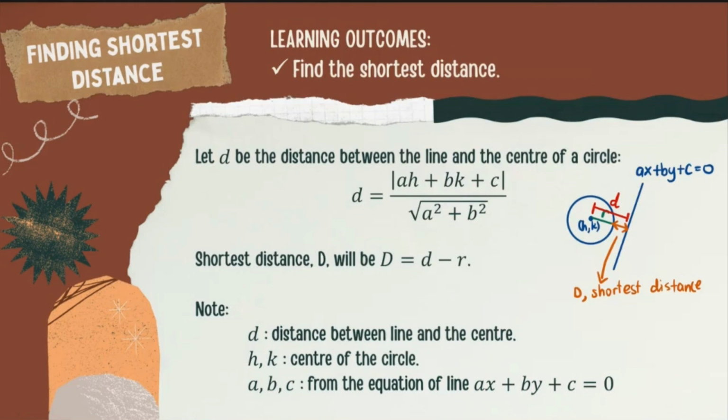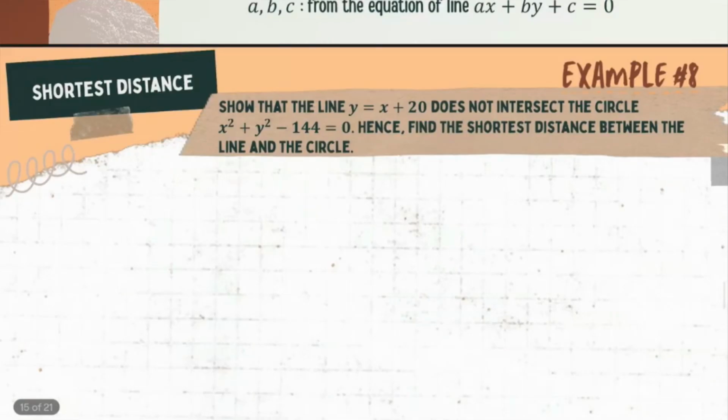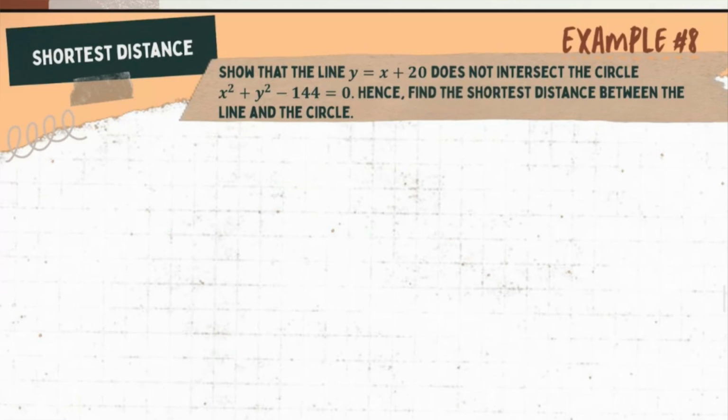Okay. Next, kita nak dapatkan distance antara center kepada line. So this will be the formula. Modulus of AH plus BK plus C over square root of A squared plus B squared. Okay, and then seperti yang saya beritahu tadi, shortest distance will be D besar, D kecil tolak R. Okay. Now let's look at example terus.